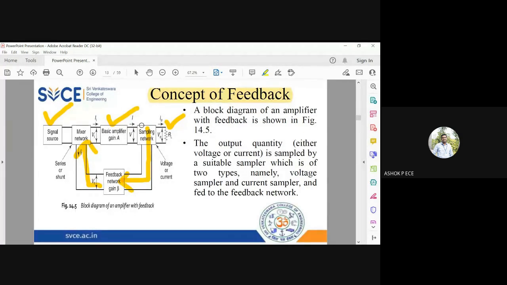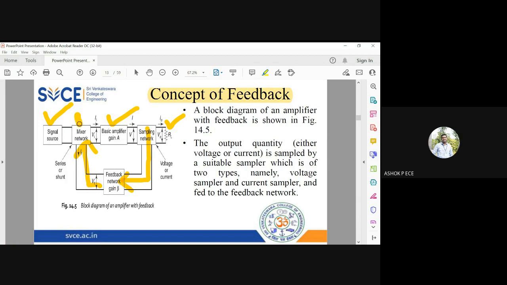The circuit which does this work is called a sampling network. The sampling network will take some portion of the output and give it to the feedback network. The feedback network will process the signal given by the sampling network into a particular voltage or current value that will get added with your original input signal. That is going to be the mixer network. So the sampling network can sample voltage or current from the output circuit and give it to the feedback network. It will either amplify or reduce the value of the feedback signal and give it to the mixer network. The mixer will add the signal source with the current or voltage coming out of the feedback network.